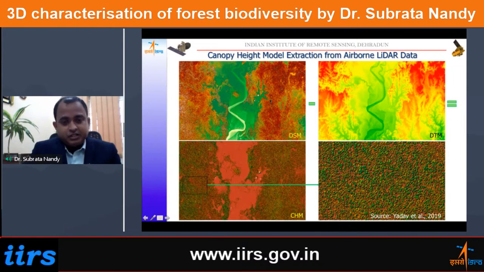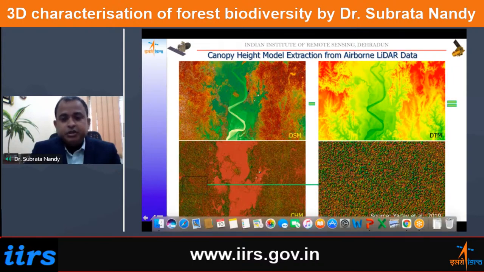From this kind of data in the same area that I showed just now, you can create the digital surface model. You can remove everything from the surface to get the DTM, the digital terrain model, and when you subtract the DTM from the DSM, you get the canopy height model. So this is the canopy height model here. Wherever you click, you get the height parameter.